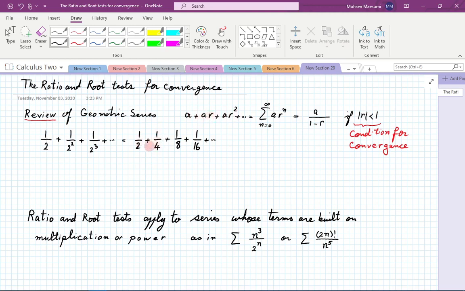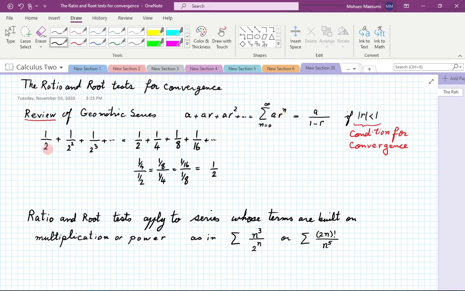For example, if I take 1/4 and divide it by 1/2, so the next divided by the previous, or if you wish 1/8 divided by 1/4, or if you like 1/16 divided by 1/8, in all of these cases the ratio is 1/2, and since 1/2 is less than 1, I know for sure that the series is going to converge. There is another way of catching r, and that's by taking the root.